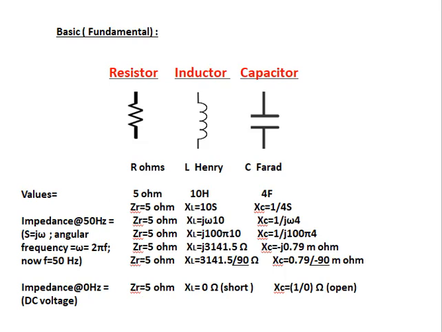Impedance at 0 Hz, that is DC voltage: ZR is 5 ohms, XL is equal to 0 ohms, that is a short circuit. XC is equal to 1 by 0, that is infinity resistance, so it is an open circuit.